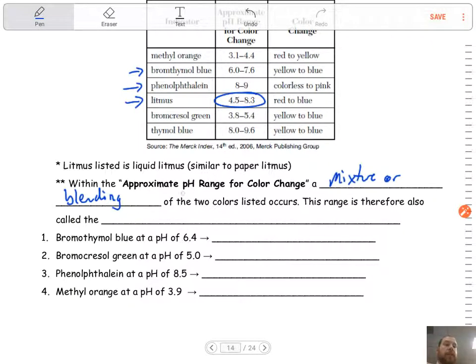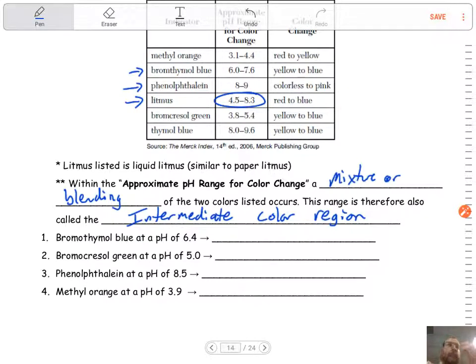This range, though, this blending or mixture, guys, it does have a term. It is called the intermediate color region. All right. So do your best to describe it.